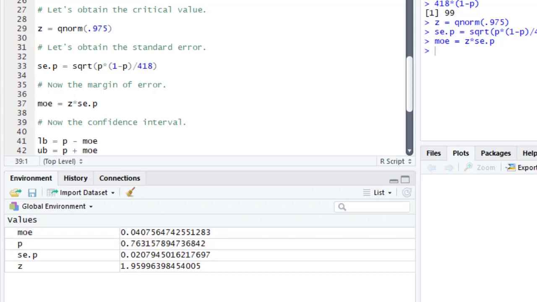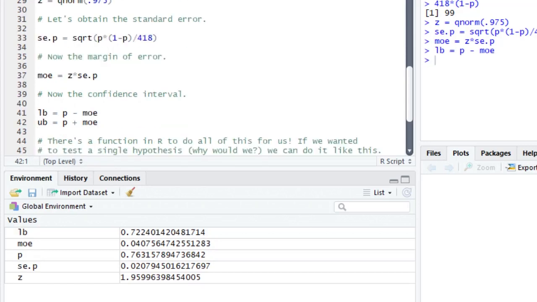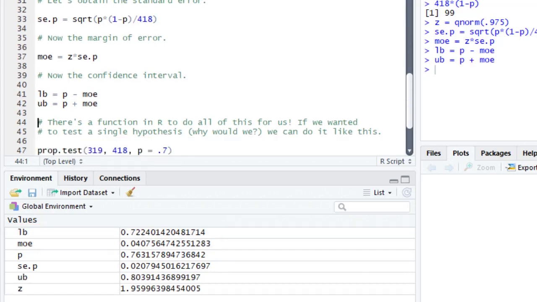If I add and subtract the margin of error from my sample proportion p, by subtracting I get the lower bound, 0.72, and by adding the upper bound of 0.80. So what we have determined is if we look at the population of individuals who obtain this gastric bypass surgery, between 72 and 80% of them will keep the weight off for at least 6 years.